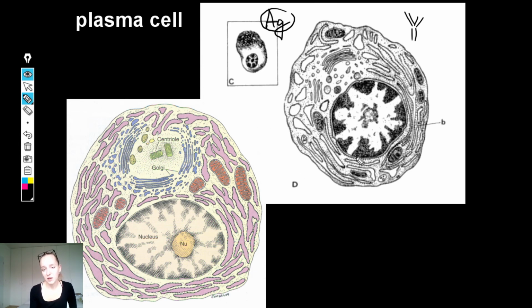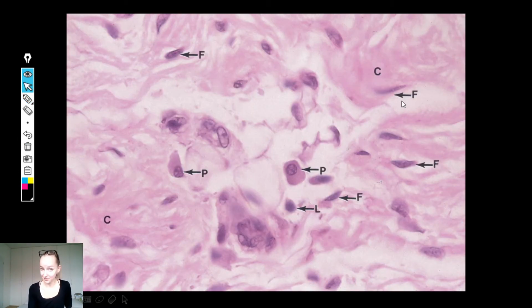They have a very typical nucleus, which is called clock face nucleus. So heterochromatin is located peripherally and creates these spikes right here. So it's a clock face nucleus, very typical. I hope we have a picture from the light microscope.